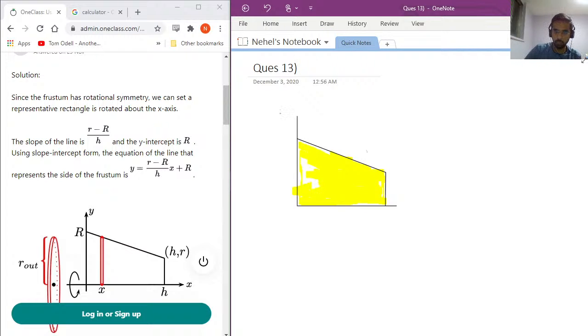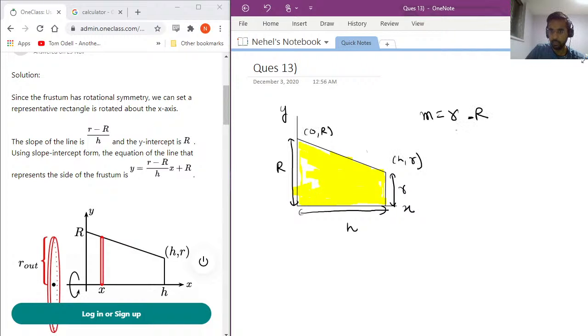Given we need to find this volume, this is y and this is x, the radius goes from the value big R to a value of small r on the other end, and this x coordinate is equal to h. So we know these two points: this point becomes (0, R), and this point becomes (h, r). We know the slope of any given line can be given by y2 minus y1 over x2 minus x1. So in this case, the slope is r minus R over h minus 0. So this is the slope for this line f of x.